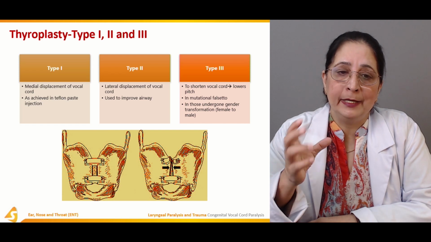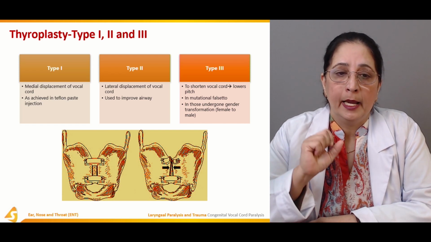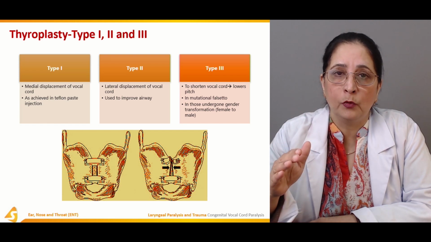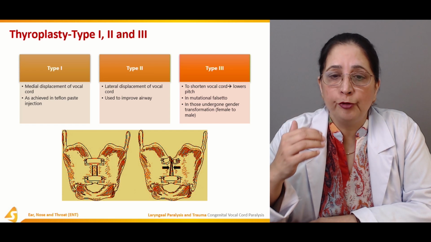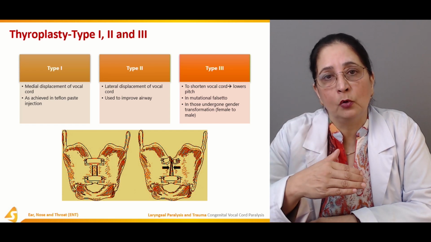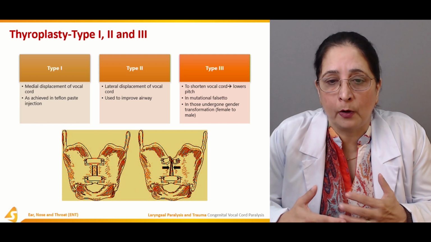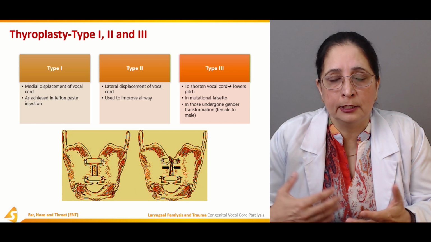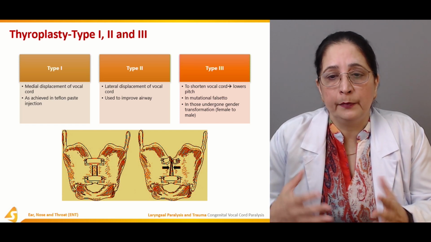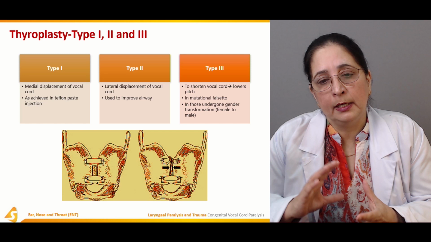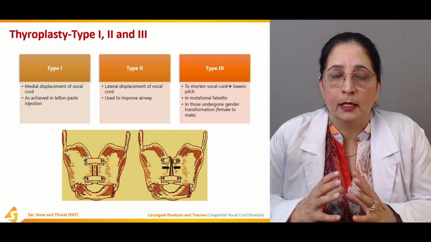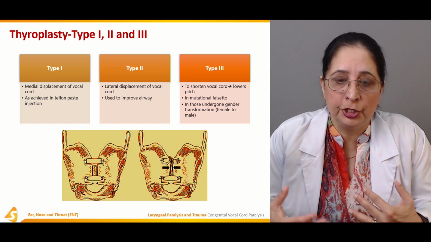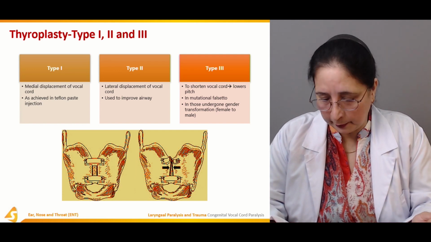In type 1, medialization is done. In type 2, lateralization is done to improve the airway. Type 3 is used to shorten the vocal cord and is mainly performed in people who want to change gender, transgender people who transition from female to male. So all these are the different thyroplasty procedures performed for different purposes.